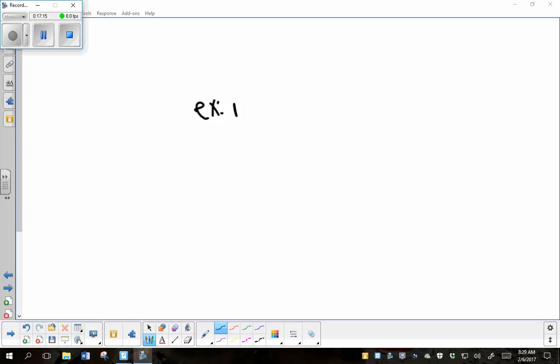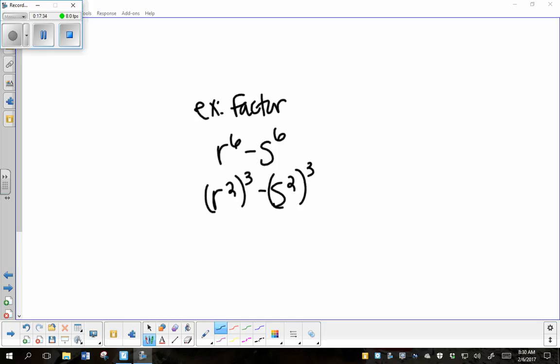We are going to factor r to the 6 minus s to the 6. One thing I want you guys to notice is that we could write this as a difference of cubes right away. We could write this as r squared cubed minus s squared cubed. This is a difference of cubes.